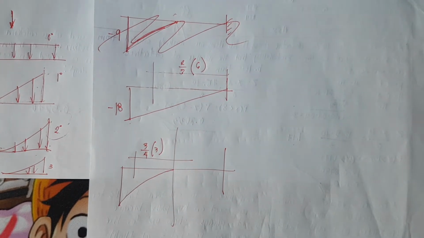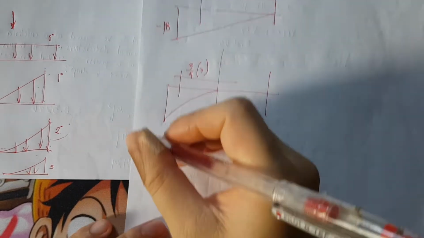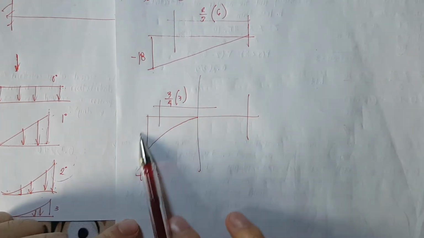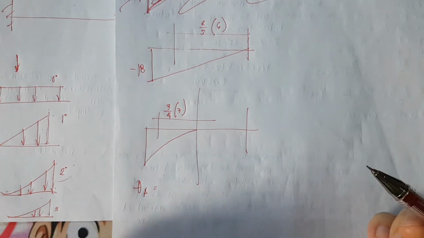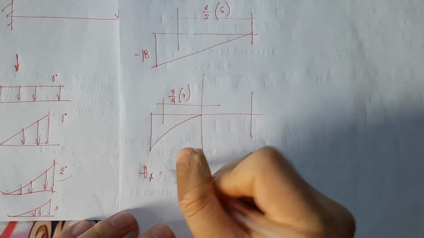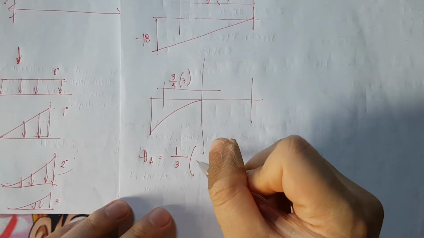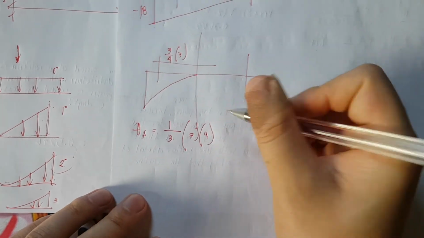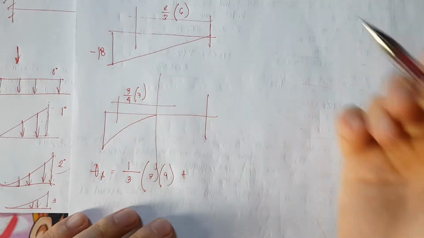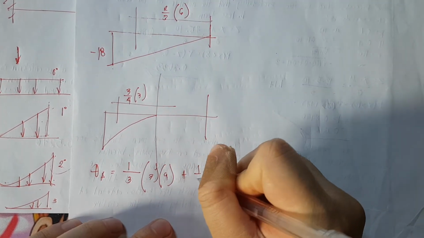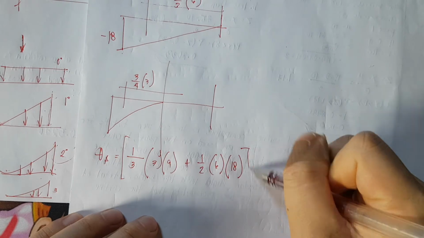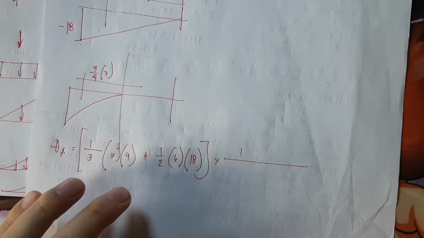Okay? To compute for the slope is equivalent to the area. Area lang. Nung spandrel natin at saka area nitong triangle. So we have, for the area of a spandrel, it is 1/3 of base, which is 3, times height of 9, plus the area of 18, which is, yung triangle natin, we have 1/2 base of 6 times the height of 18. Quantity times 1 over EI.